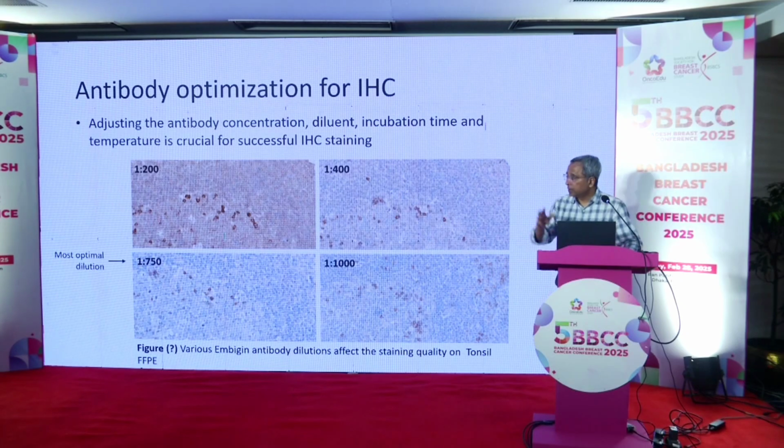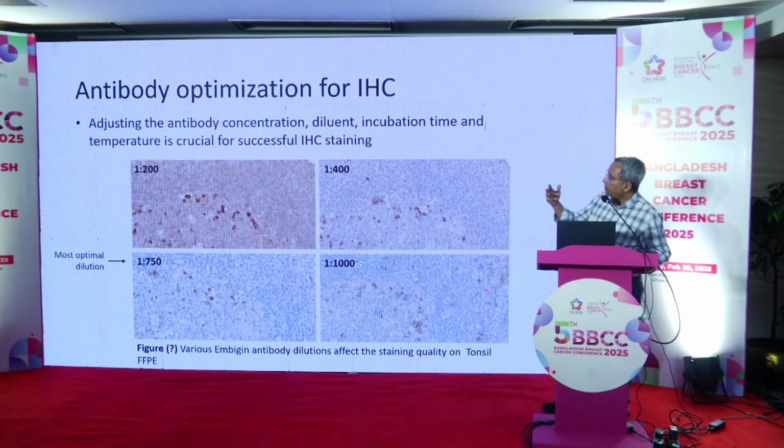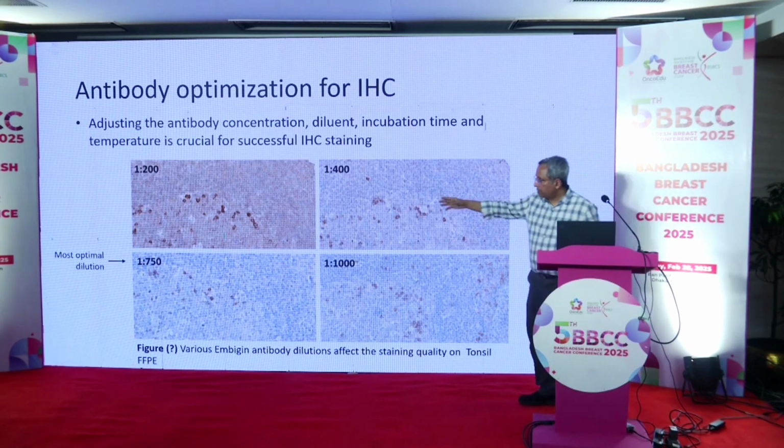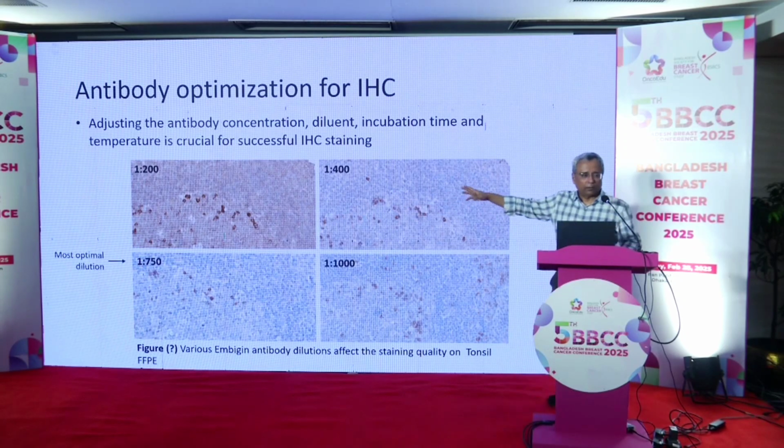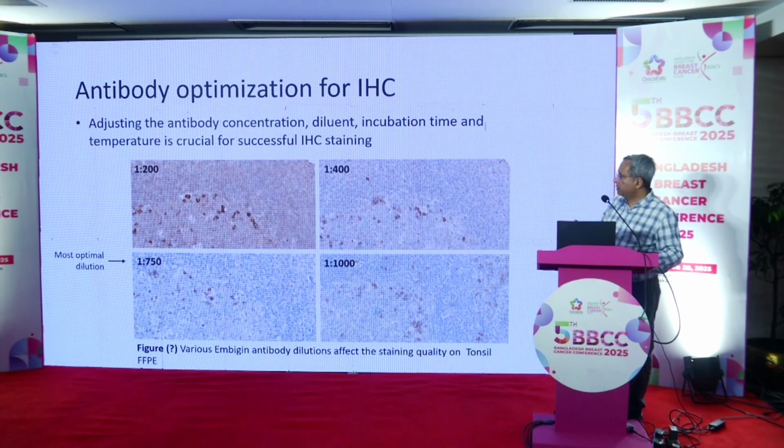So this is another example of varying conditions, antibody dilution. You can see the difference: 1 to 200, 400, 750, and 1000. This is an example of antibody validation. This is not ER/PR, but it's another antibody. You can see that at 200 dilution, you see a lot of background. It's very intense in the background. But as you increase the dilution, the background is low, it's very clean.